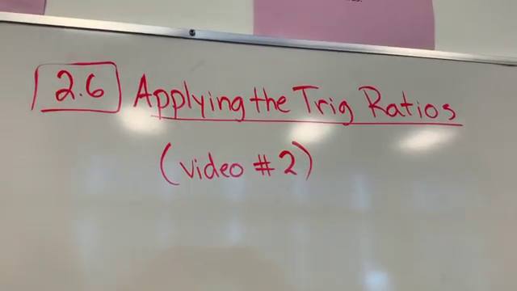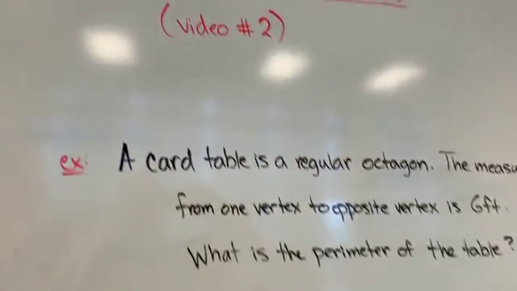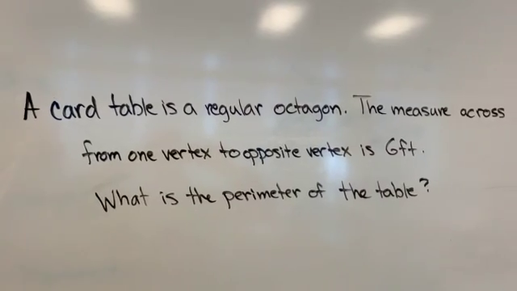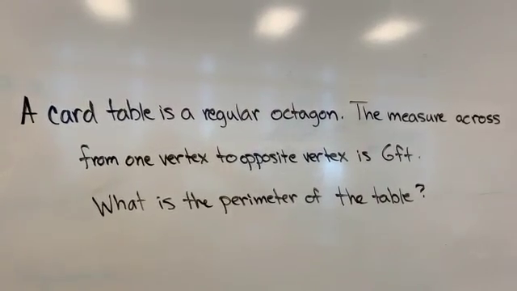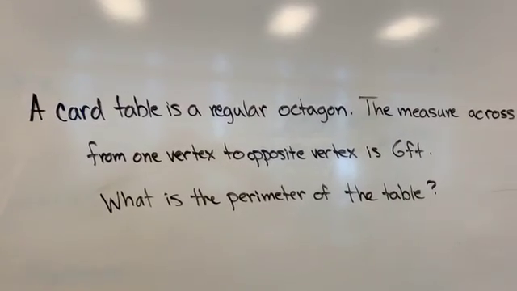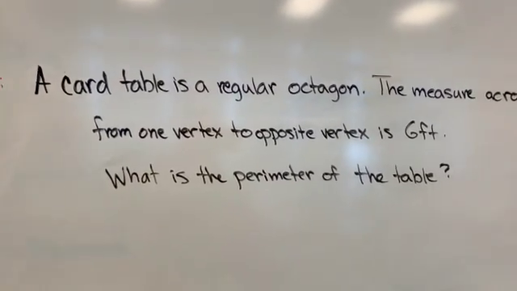Alright, Math 10s, this is our second video out of section 2.6, applying the trig ratios, and it starts off as a bit of a challenging word problem. It says, a card table is a regular octagon, and the measure across from one vertex to the opposite vertex is 6 feet. And the question is, what's the perimeter of the table?